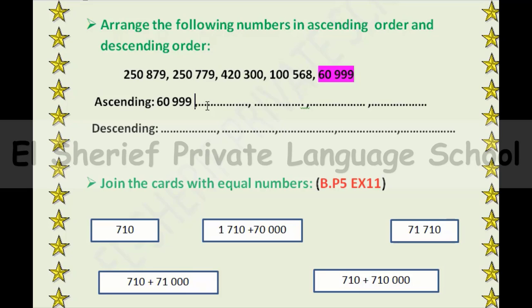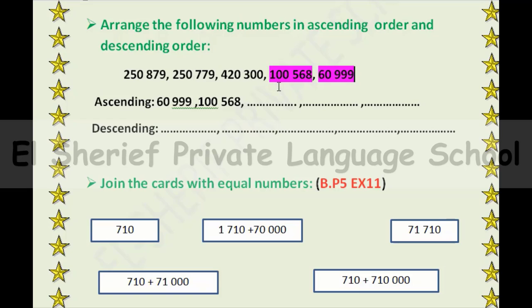Let's look at the remainder numbers. Here we have 6 digits, so we will look at the greatest place value. Here the greatest place value is 100,000. We will compare between them. In the first one we have 2 in 100,000, we have 2 in the second one, in the third one we have 4, in the fourth one we have 1. So 100,568 is the smallest. So we will put it in the second place.